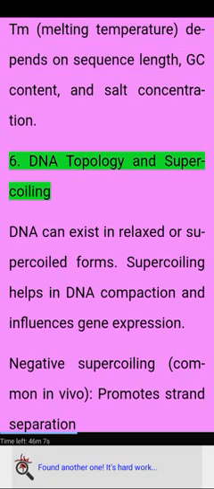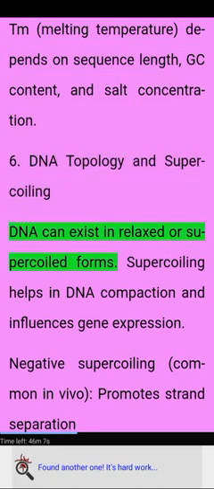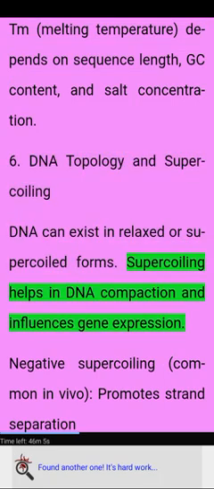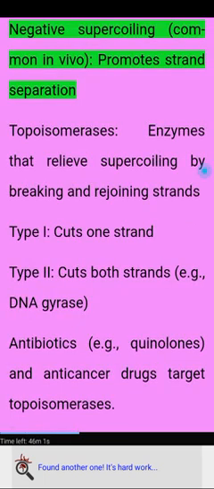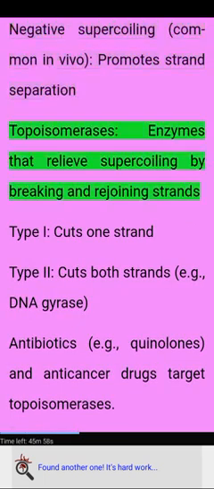6. DNA topology and supercoiling. DNA can exist in relaxed or supercoiled forms. Supercoiling helps in DNA compaction and influences gene expression. Negative supercoiling, common in vivo, promotes strand separation.